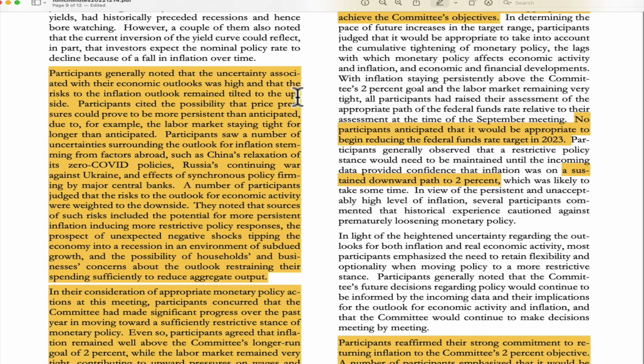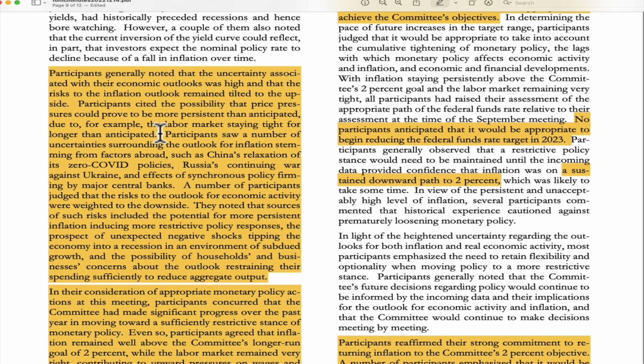Participants generally noted that the uncertainty associated with their economic outlooks was high, and that the risk to the inflation outlook remained tilted to the upside. Now, this is the December meeting. They already saw the November and the December CPI. November was for October and December was for November, but they already were aware of what the numbers were. Participants cited the possibility that price pressures could prove to be more persistent than anticipated due to, for example, the labor market staying tight for longer than anticipated. I'll stop there. So we know the labor market is tight.